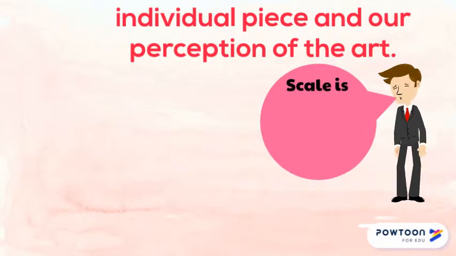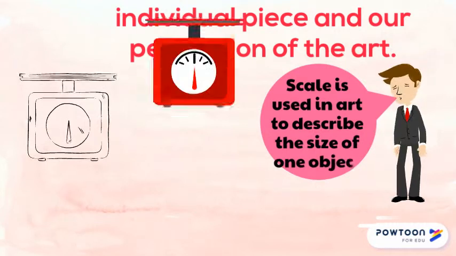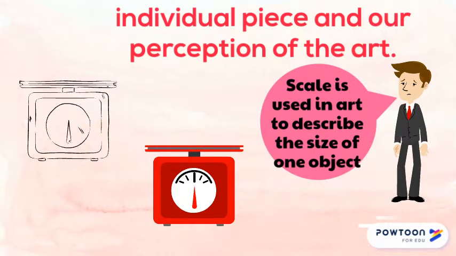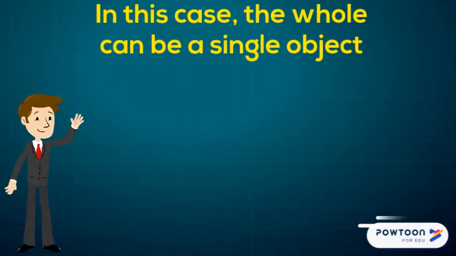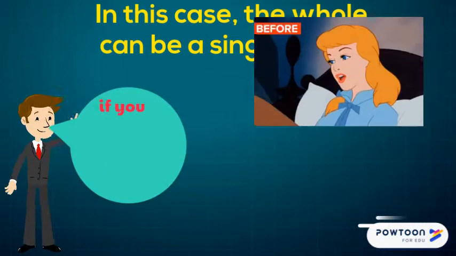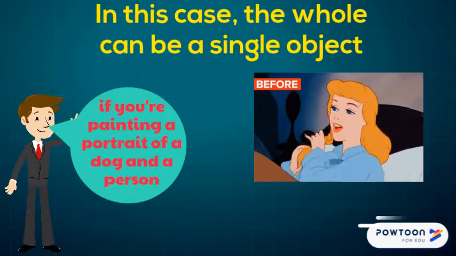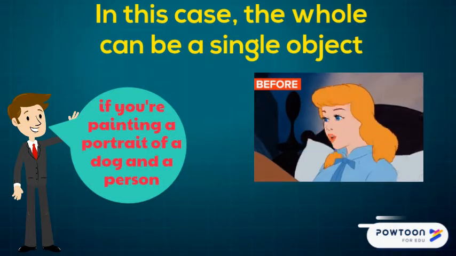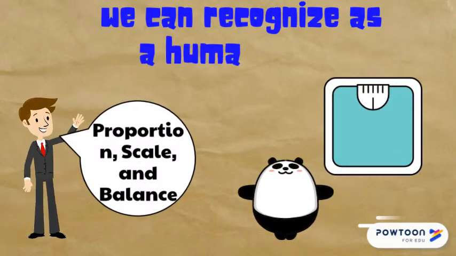Each object is often referred to as a whole. Proportion has a very similar definition, but tends to refer to the relative size of parts within a whole. In this case, the whole can be a single object like a person's face, or the entire artwork, as in a landscape. For example, if you're painting a portrait of a dog and a person, the dog should be at the correct scale in relation to the person. The person's body, and the dog's as well, should be in a proportion that we can recognize as a human being.